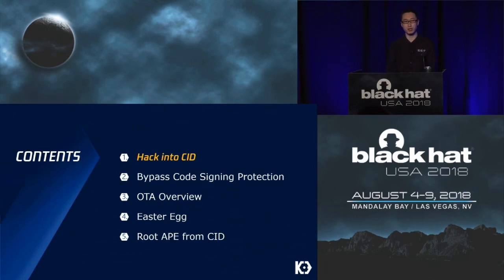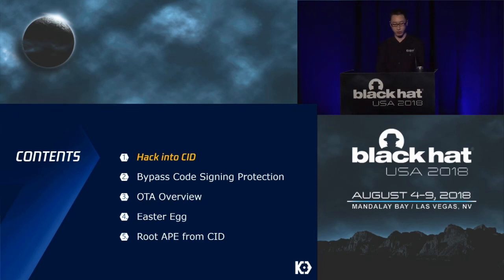Our presentation is divided into 5 parts, including how we hacked into the central infotainment display and how we bypassed the code signing protection. Besides, we will review the details of the OTA process. We will explain how we customize the Easter egg. Finally, we will talk about how we rooted APE remotely.